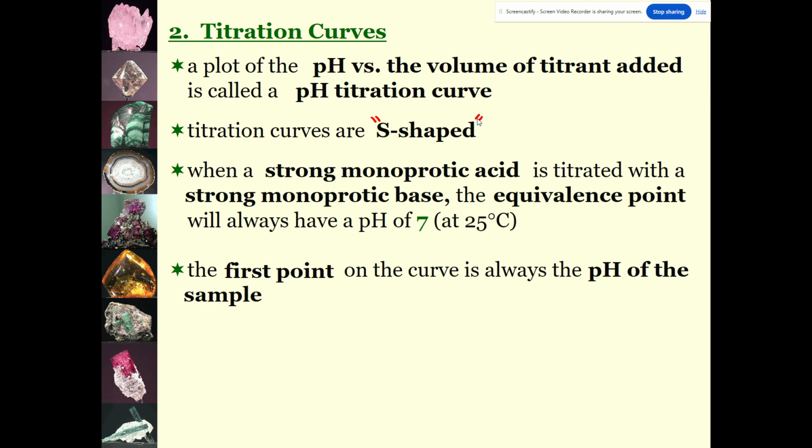Whenever you have a strong monoprotic acid with a strong monoprotic base, your end point or equivalence point is always going to be at a pH of 7. Now, there's two curves that you need to know. You're going to either have an acid being titrated with a base or a base being titrated with an acid.